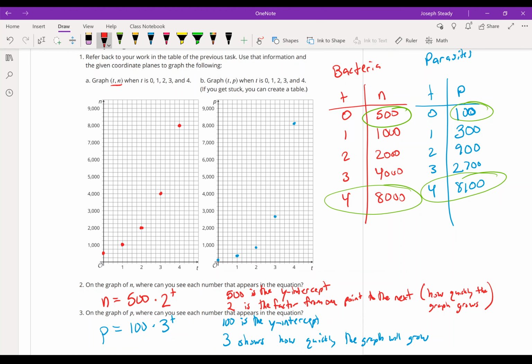And if we added more points onto this table, or if we kept graphing this, we would see, for example, if I put in 5, this would be 16,000. That's a pretty big number. But if I put in 5 over on the parasite table, this gets multiplied by 3. That would give us 24,300. And it's going to get even bigger and bigger as we go on to the next number and the next number and the next number. The parasite graph is growing much, much faster than the bacteria graph. It just started out a lot lower at the beginning.